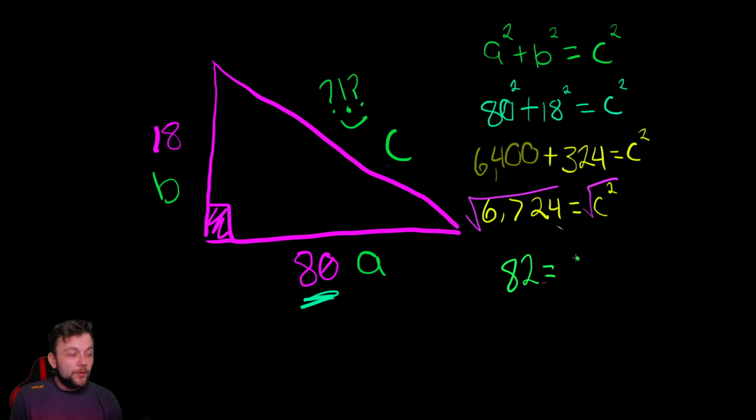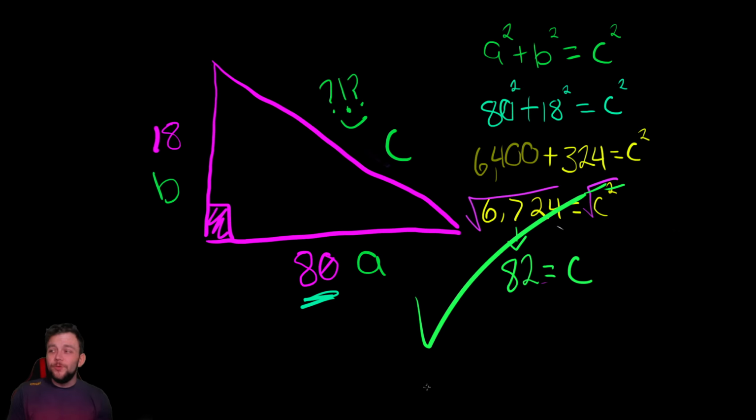82 equals our C, because that cancels out and that comes down into the 82. So we are done with that problem. Nothing to it. Easy peasy, easy peasy.